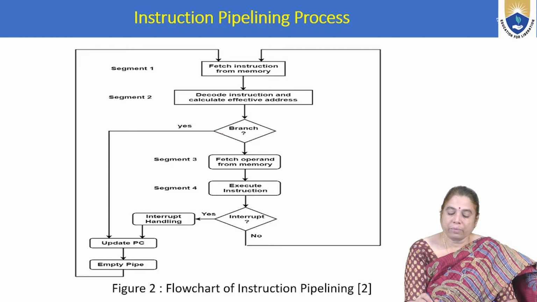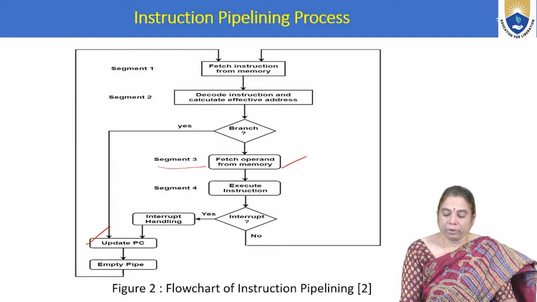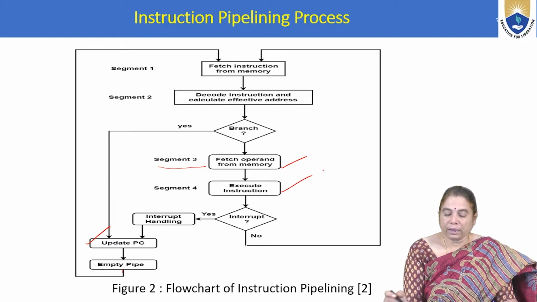If it is a branching instruction, updation of PC value can be done so that the program can move to the specific location for execution, and the return address can be stored in the stack, emptying the pipe, so that the current instruction execution can be temporarily suspended. If it is not a branch, then fetch operand from the memory, the third segment of operation can be carried out. After that, execute the instruction.